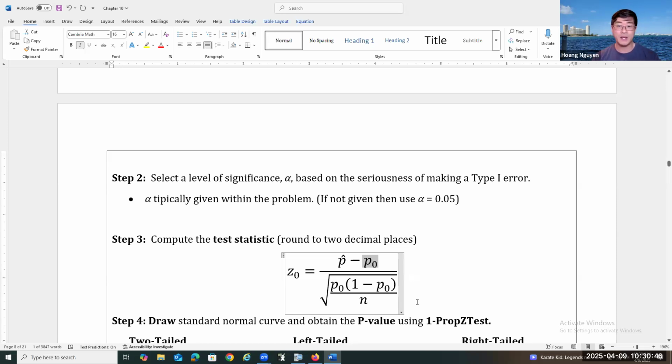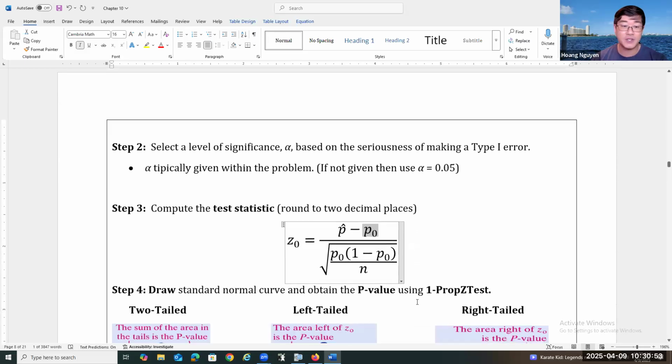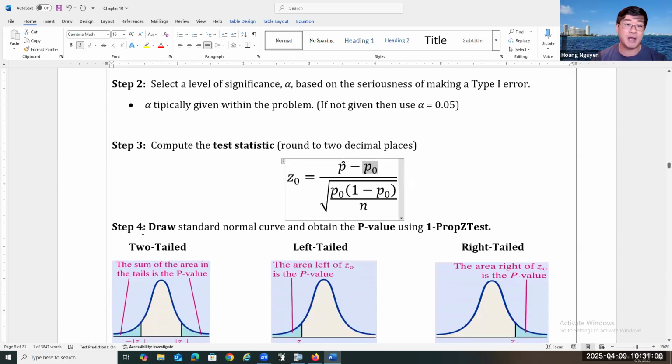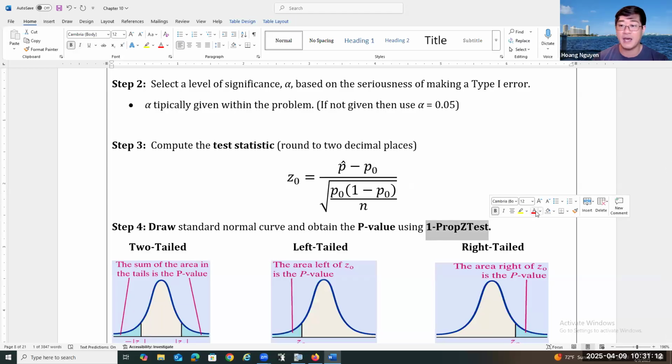So after we got the test statistic, now we're going to calculate the next step, which is the p-value. For the calculation of the p-value, you have to take a look at the alternative hypothesis. So step number 4, you're going to draw the standard normal curve. You guys remember the standard normal curve, right? So draw the standard normal curve and obtain the p-value using the shortcut 1-proportion z-test. This is the shortcut that can help you get the answer for the p-value, the probability value.